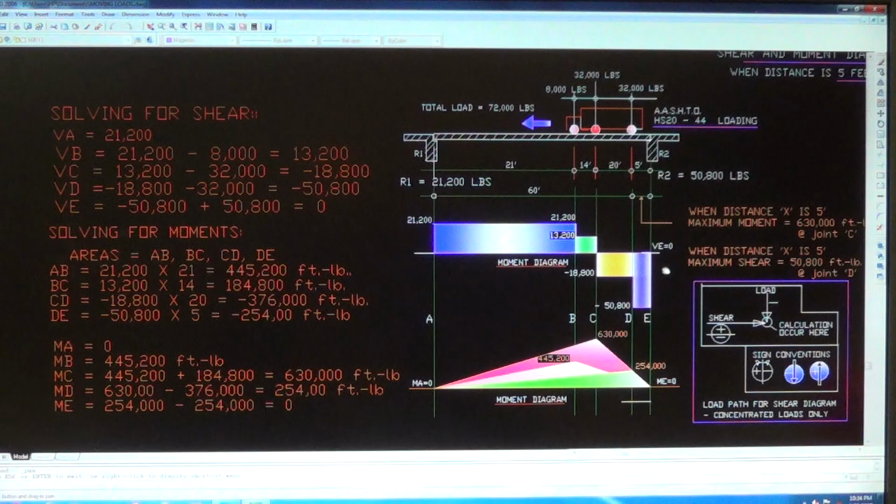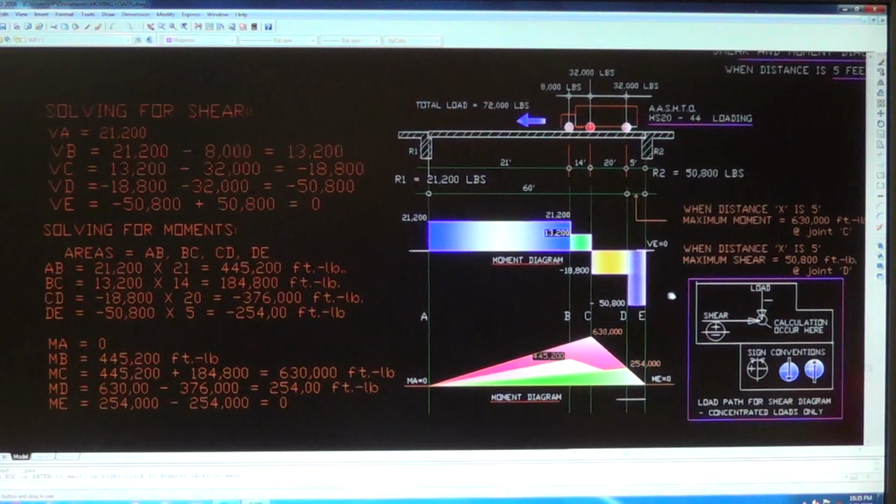Alright, so we got the shear 0, we close that, and we close the moment as well. Therefore, all of these values we have are correct. And now you look at all the moments. The maximum moment is the largest moment of all these moments here. The largest moment is at C, and it is 630,000 foot-pounds.